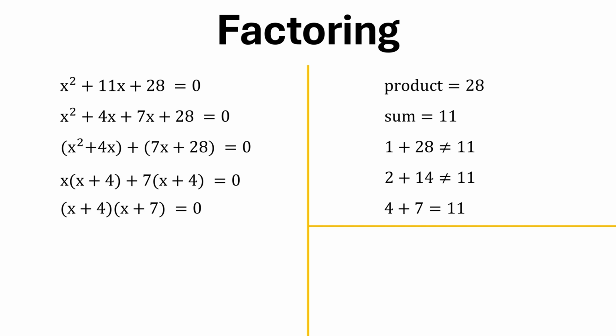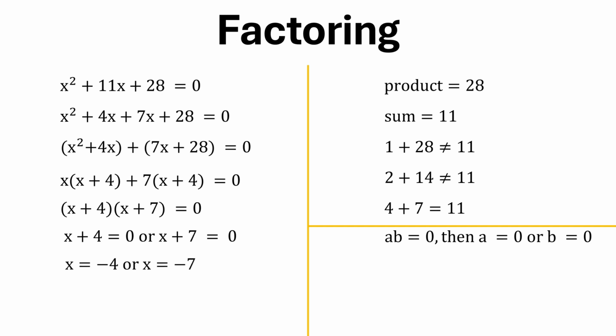Now, using the zero product property, which says that if a times b equals 0, then a equals 0 or b equals 0, we can equate each term in our product to 0, which is x plus 4 is equal to 0 or x plus 7 is equal to 0. And finally, x equals negative 4 or x equals negative 7.